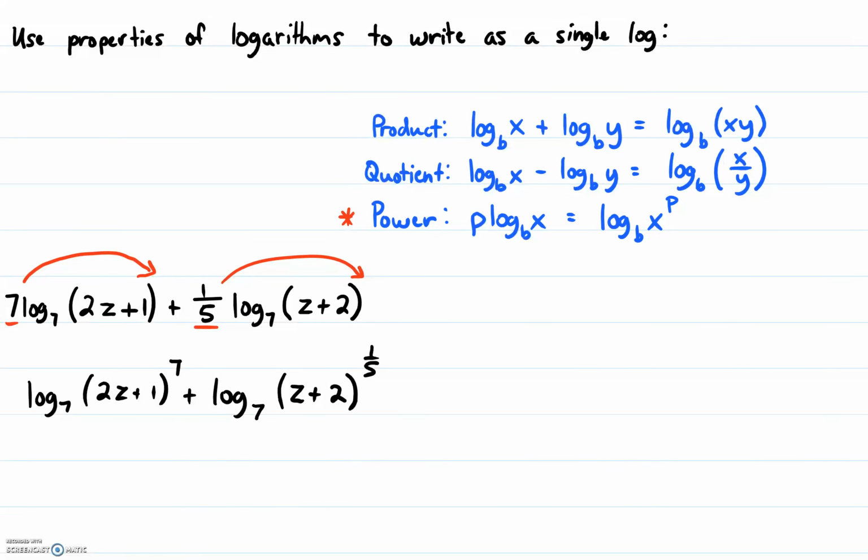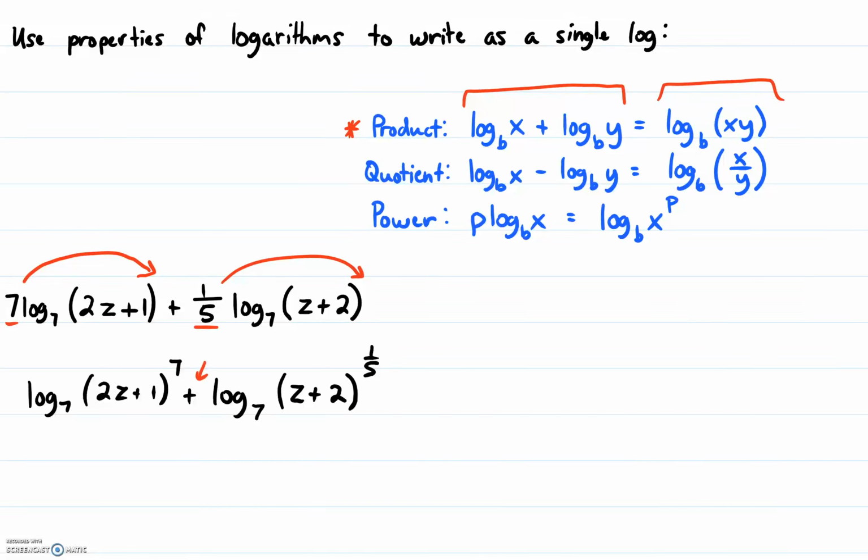So now that we've taken care of that, we've gotten rid of all of our coefficients, now we can move on to the quotient or product properties whenever we're condensing or writing as a single log. And for this particular problem, we have a plus sign in between the two logs, and so therefore we're going to be using the product property, because we have two logs with a plus sign in between, and we're able to combine those into one log where we turn basically what's inside of each log into multiplication with each other.